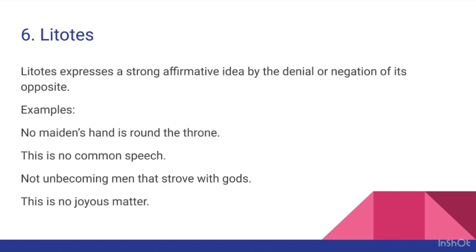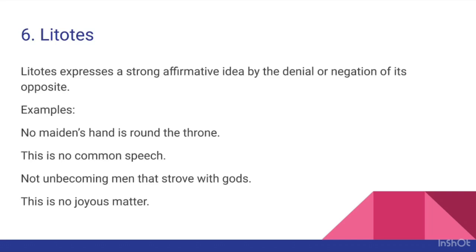Next figure of speech is litotes. Litotes expresses a strong affirmative idea by the denial or negation of its opposite. So, a strong affirmative idea is expressed in this figure of speech, and there is a denial or negation of the contrary of the idea. For example, no maiden's hand is round the throne. So, maiden's opposite is man. So, no maiden's hand means no woman's hand. That means a man's hand is round the throne.